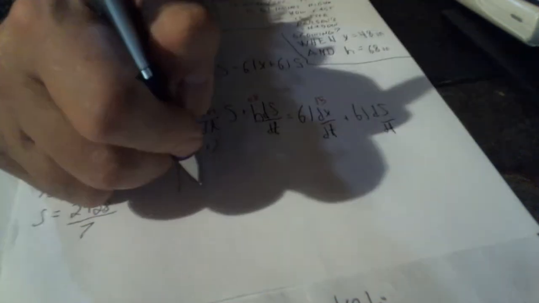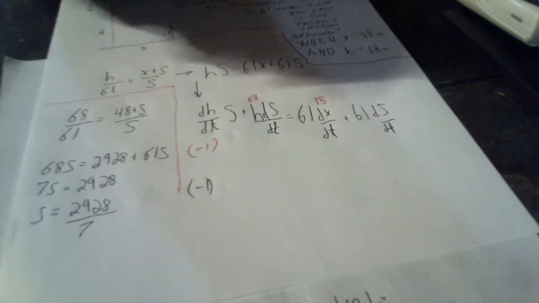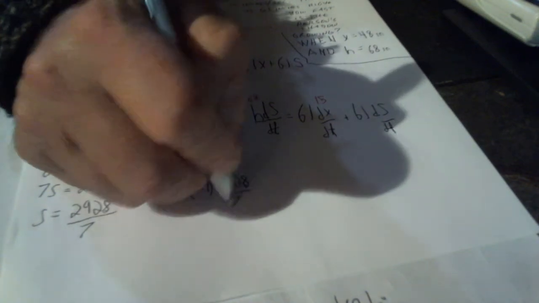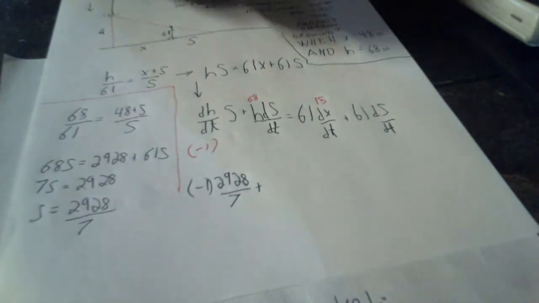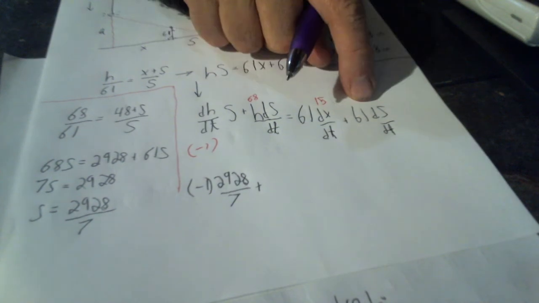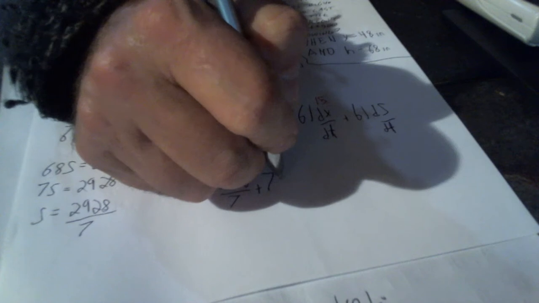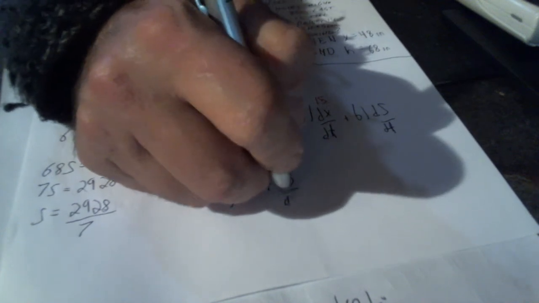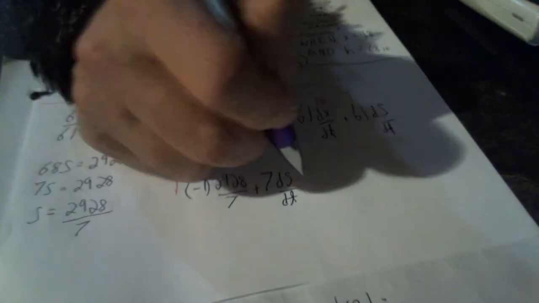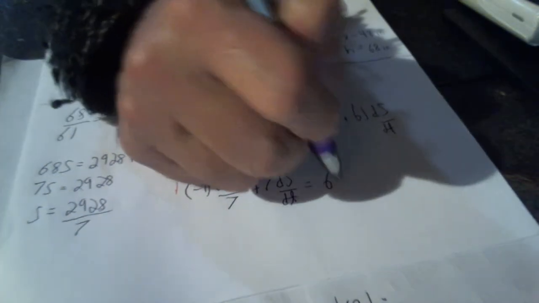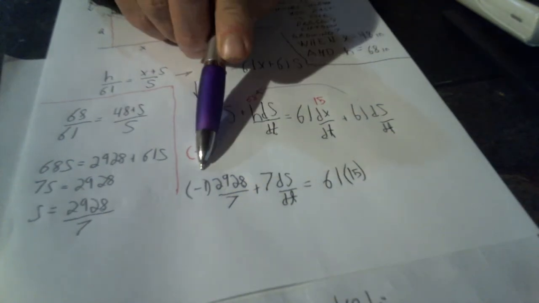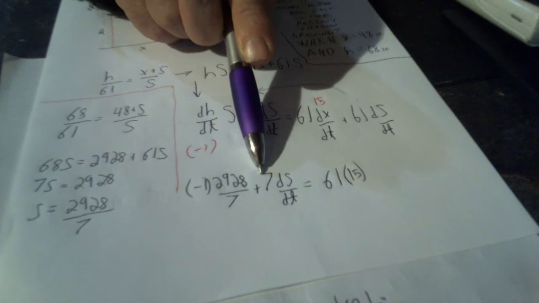So my final step is I'm going to have -1, and that's times 2928 over 7. And that's plus, well, look at, I have that 68 ds dt minus 61 ds dt. I'm going to make that 7 ds dt. I'm trying to do everything I can. I'm just bringing that over here. And this is still equal to 61 times 15, which I should have multiplied. So I'm going to add this amount over to that side and then divide by 7.